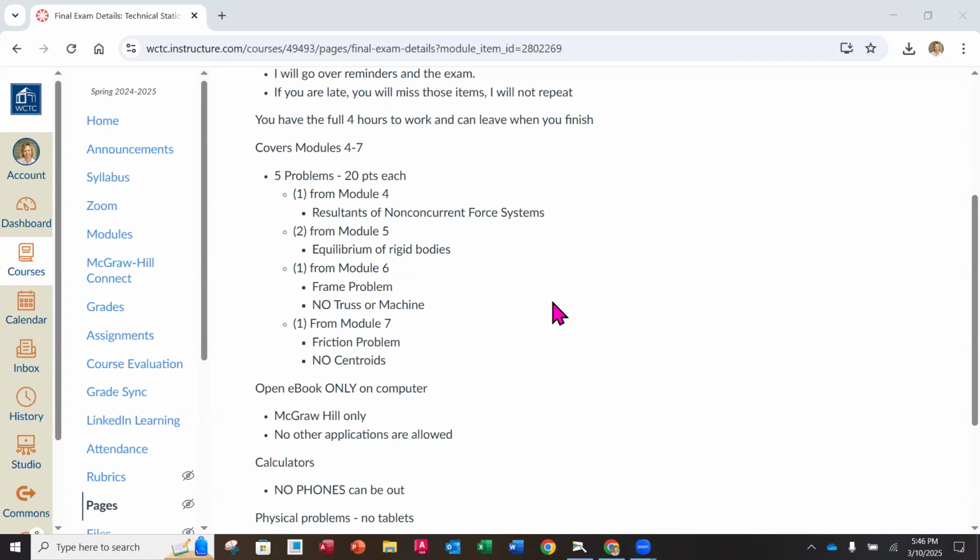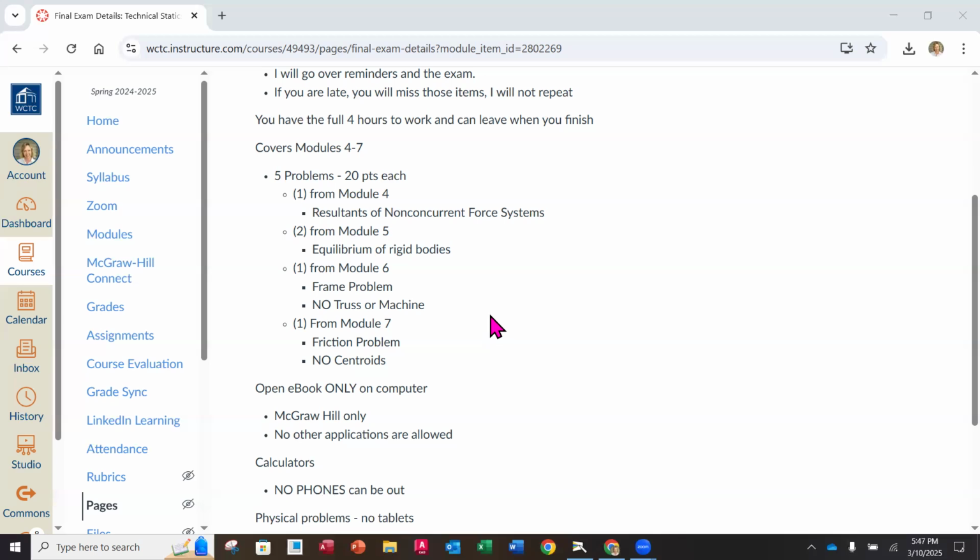Module 5 was equilibrium of rigid bodies. And that's where we used the 3 equations of equilibrium. We completed our convention for counterclockwise moments being positive. And we determined reactions at supports. So we looked at pin supports and rollers and cables and such. Okay. So that's module 5. 2 problems out of there. One will definitely be a cantilever beam or a fixed support for sure. And then the other one, I don't know exactly what it's going to look like yet, but 2 problems out of module 5 using those equations of equilibrium to solve for reactions to supports.